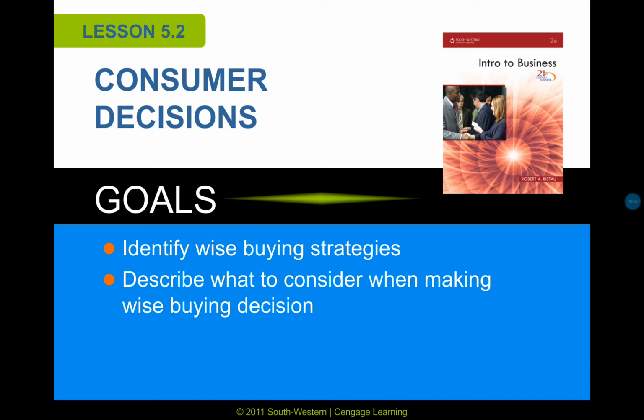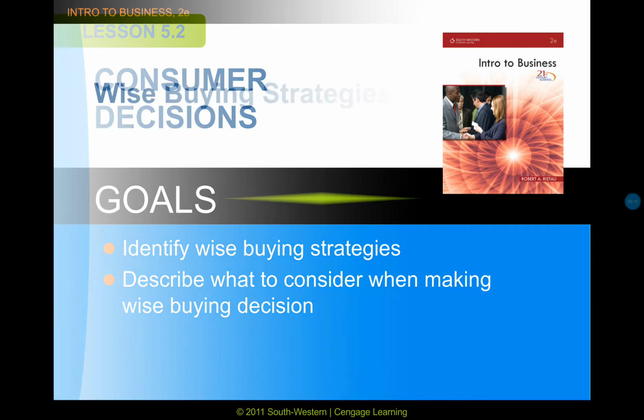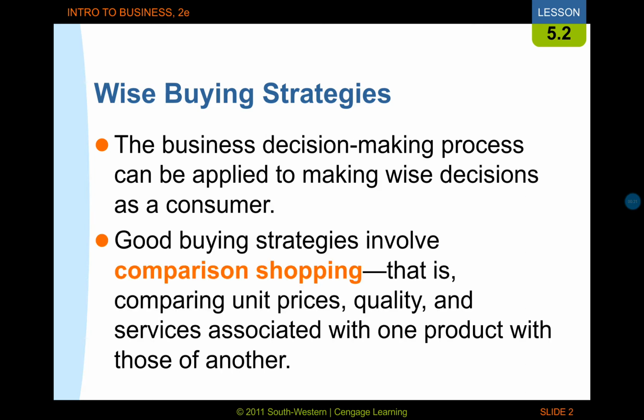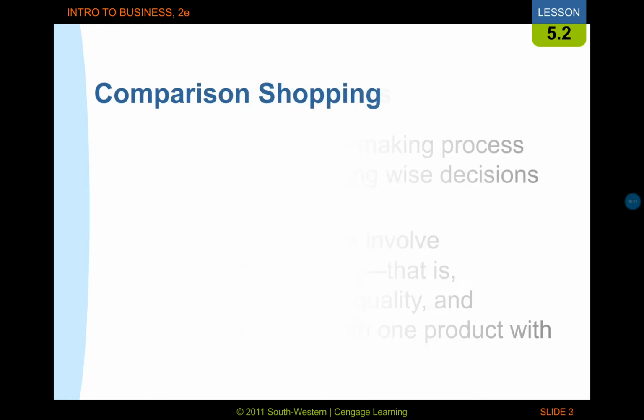This is consumer decisions. We're going to be identifying wise buying strategies and describing what to consider when making wise buying decisions. So the business decision making process can be applied to making wise decisions as a consumer. Good buying strategies involve comparison shopping. That is comparing unit prices. You can compare quality and services associated with one product to that of another.